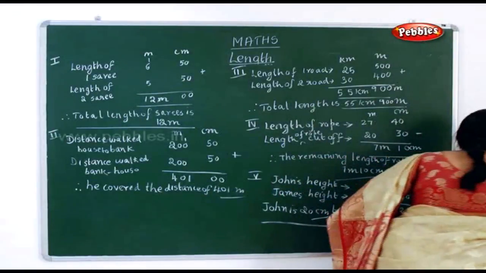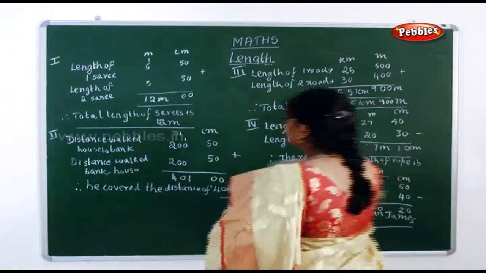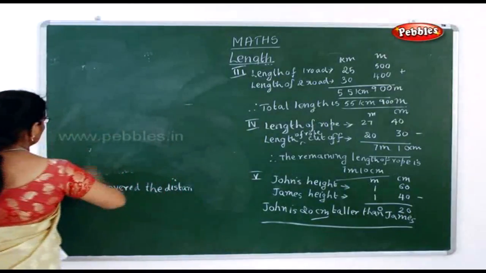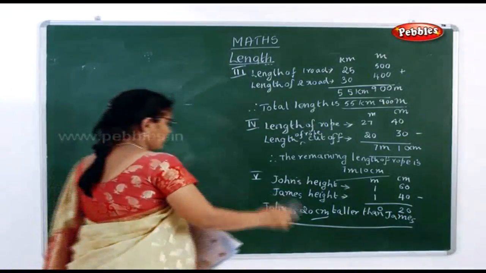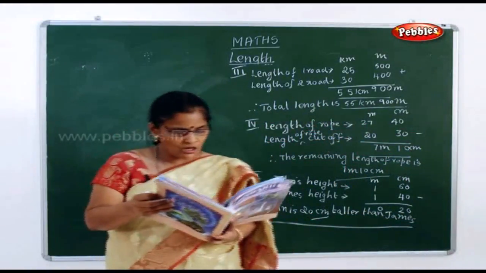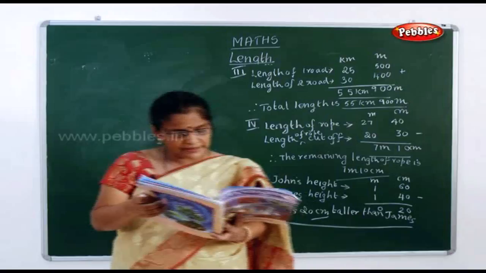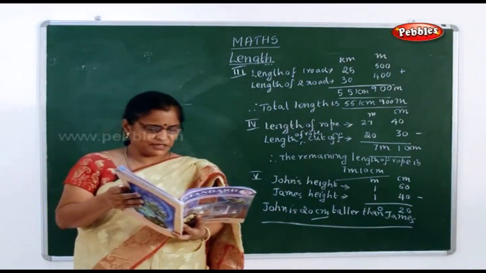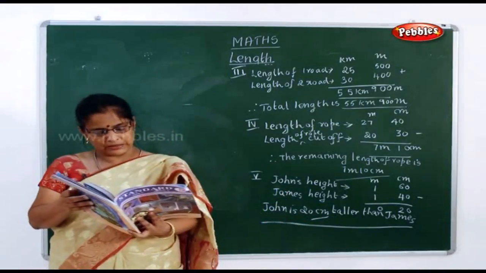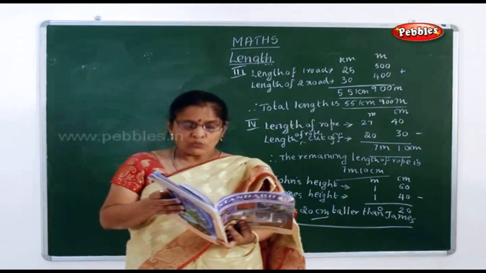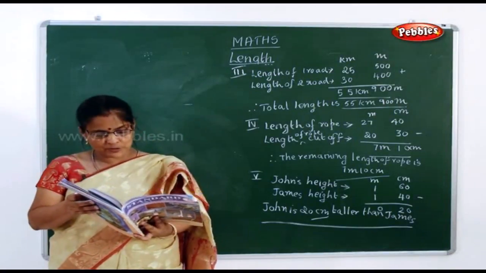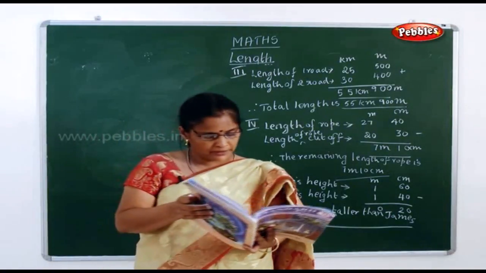The next, sixth sum. Yeah, what is the sixth sum given in your book? Sixth sum is a fishing boat covered 7 kilometer and 400 meter. A motor boat covered 30 kilometer and 500 meter. What is the difference between the distance covered by the two boats?